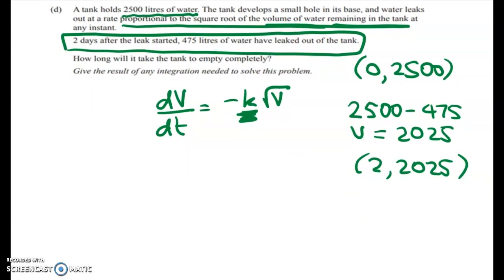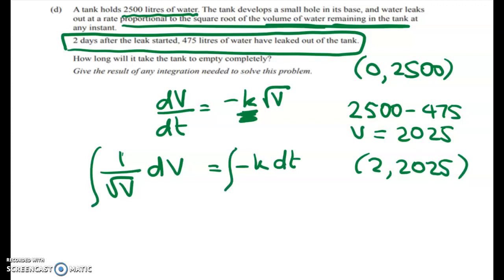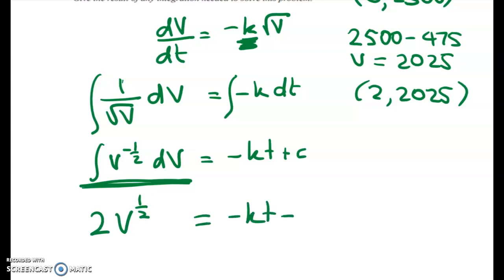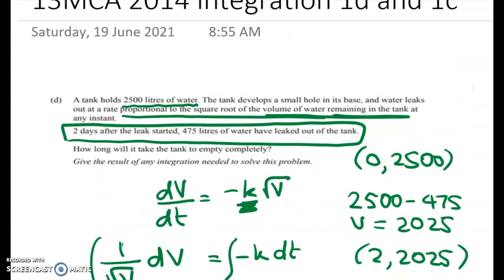The first step is to find a general solution, and we do that by separating the variables. So I'm going to have 1 over root v dv equals negative k dt. Integrating both sides gives me this. I'm going to rewrite that as v to the negative half dv, and over here I'm going to have negative kt plus c. I've done that as a fractional power to avoid making mistakes. So over here we get v to the power of a half, times 2, is equal to negative kt plus c.